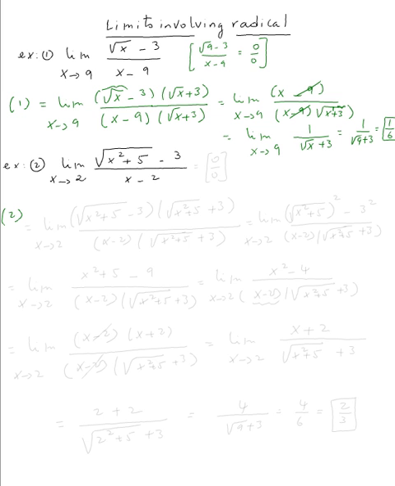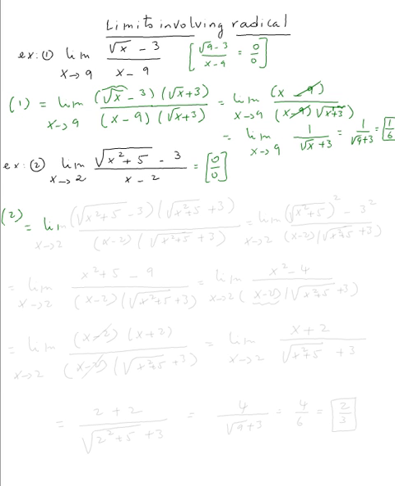Now for example 2, same thing. If we plug in 2, we get 2 squared is 4, plus 5 is 9, square root of 9 is 3, 3 minus 3 is 0, over 2 minus 2 is 0. 0 over 0 is an indeterminate form. So what should we do? Multiply by the conjugate again.